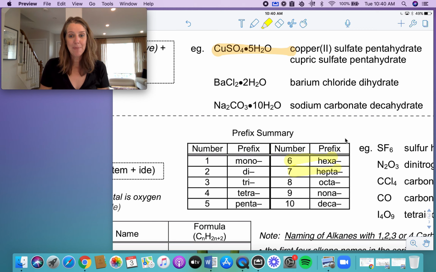And I don't know why, but 6 is hex. There's an X in hex and an X in 6. And 7 in French is sept. And that reminds me that it's hepta. That helps me. Maybe that'll help you.